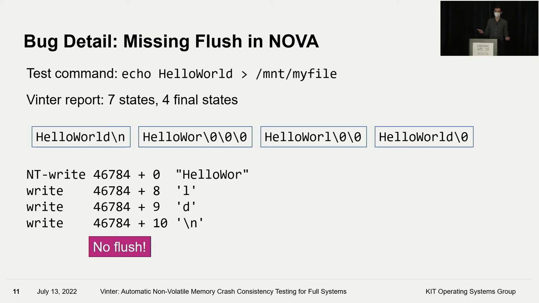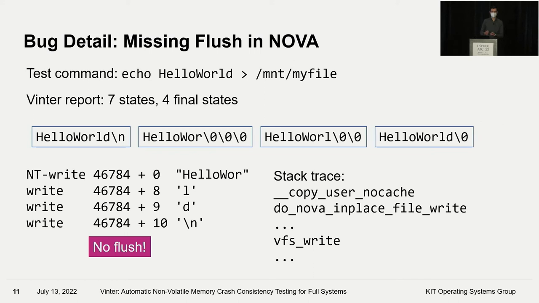And to get a better understanding of where this bug is happening or how to fix it, we can then look into the metadata associated with these writes and can then see the stack trace. And the root cause of this bug is that the Nova function calls a general Linux helper function called copy user no cache that apparently wasn't written with non-volatile memory in mind, but with performance, and the developers deemed it acceptable to leave a small amount of data in the caches, which is, of course, not acceptable when using it for non-volatile memory and for persistency.